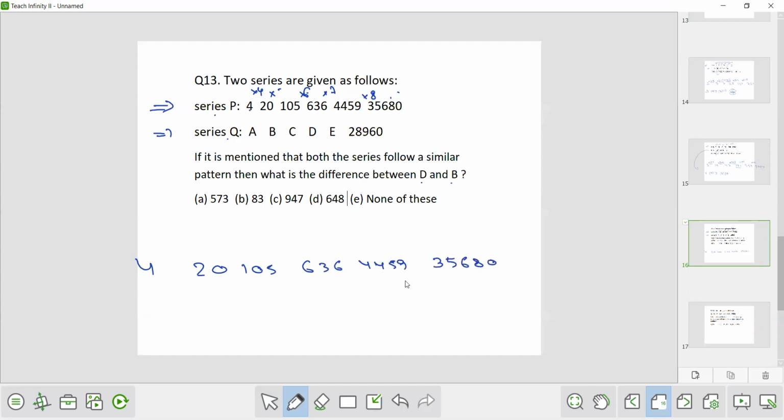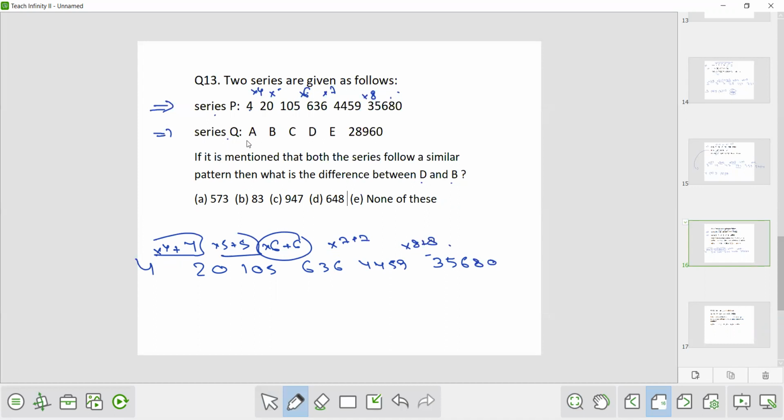35,680. Now 4 into 4, that is 16 plus 4 will be 20. 20 into 5, that is 100 plus 5, that is 105. 105 into 6 plus 6, that is 636. Now the rule is confirmed. The rule is into 4 plus 4, into 5 plus 5, into 6 plus 6. So it will be into 7 plus 7. This will be into 8 plus 8.